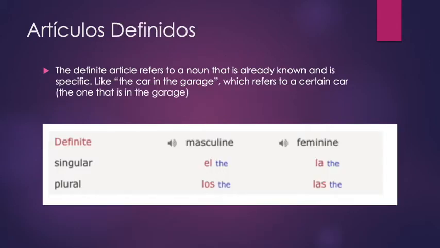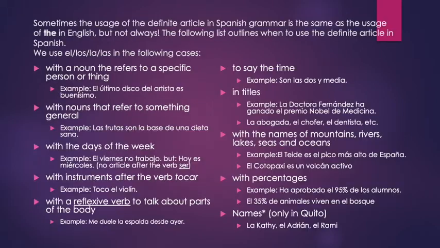Okay, so which are the definite articles? Artículos definidos. The definite article refers to a noun that is already known and is specific, like the car in the garage. It refers to a certain car, the one that is in the garage. So as we said before, singular will be el, masculine, feminine, la, plural, los, masculine, and feminine, las. So it's equivalent to the.